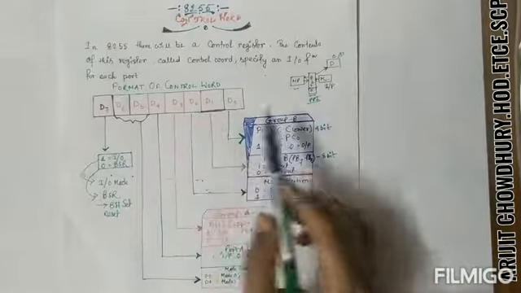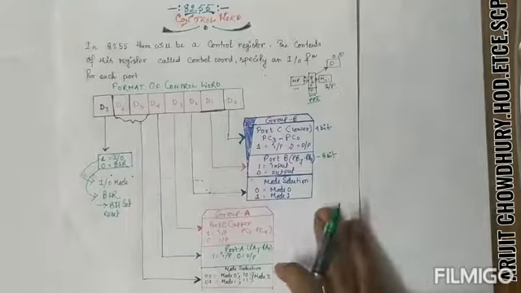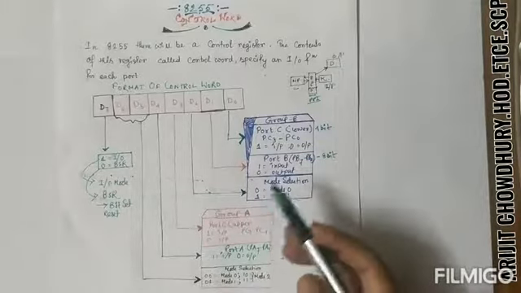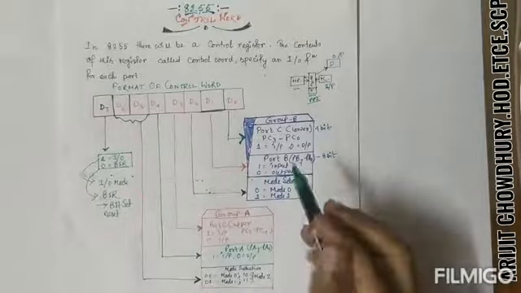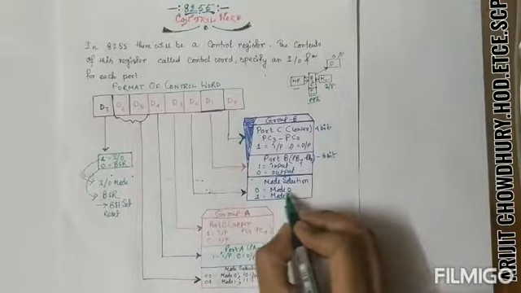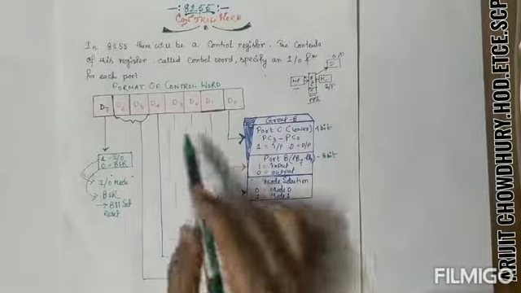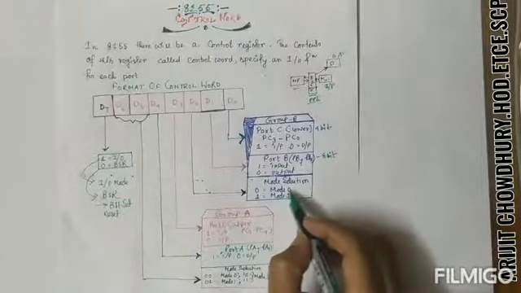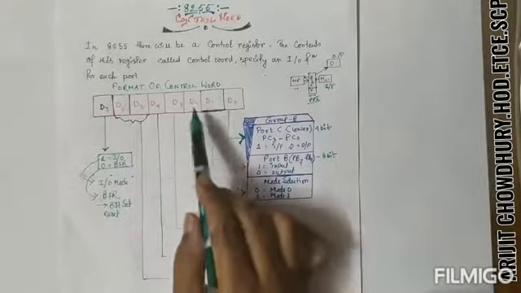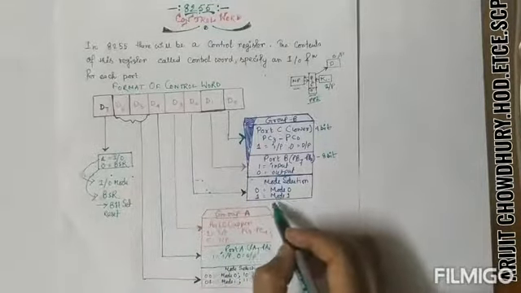Then D2 specifies the mode selection. The modes of the 8255 were already discussed in the previous session. The mode selection is mode 0 or 1. If D2 is 0, then it selects mode 0. If D2 is 1, then it acts as mode 1.